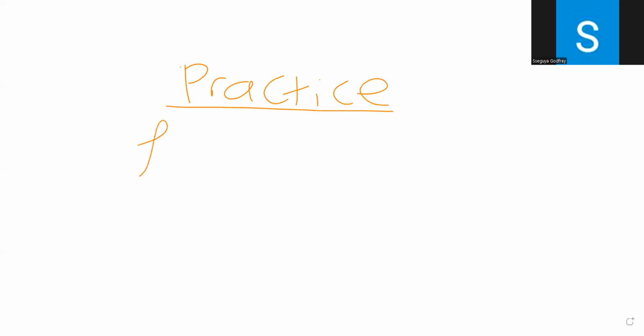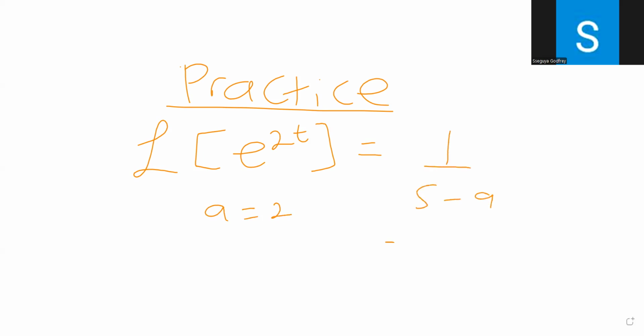Laplace transform of e^(2t). This is going to follow the exponential. First identify our a, which is 2. Remember this Laplace transform was 1 over s minus a. So our a is 2, so it will be 1 over s minus 2. That is the first practice question.